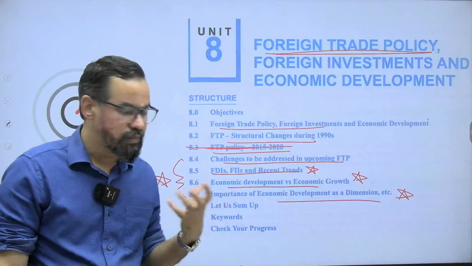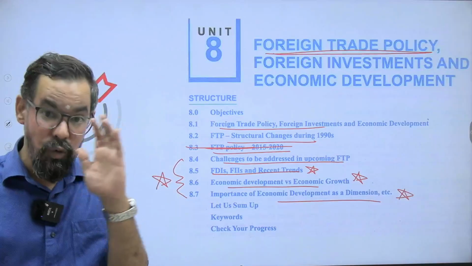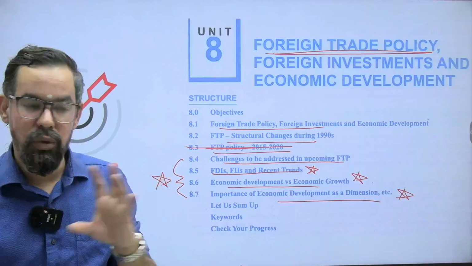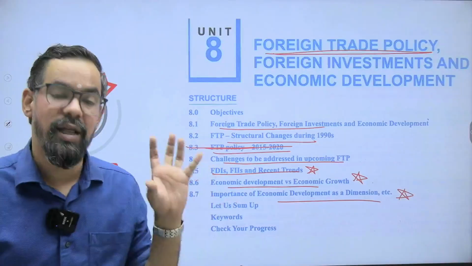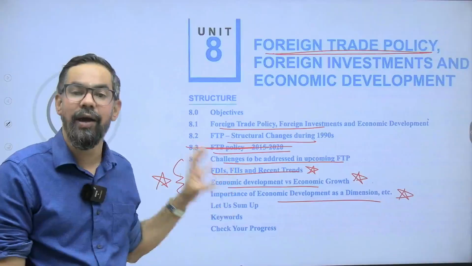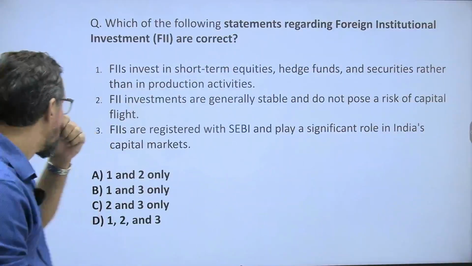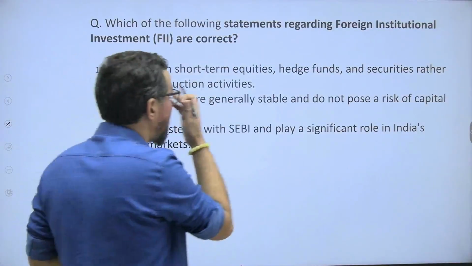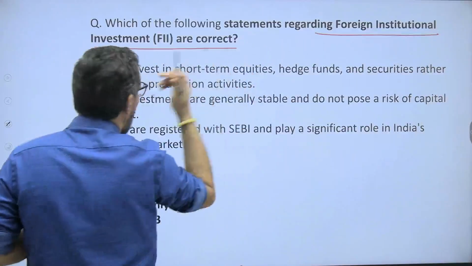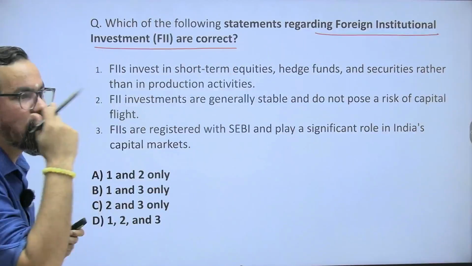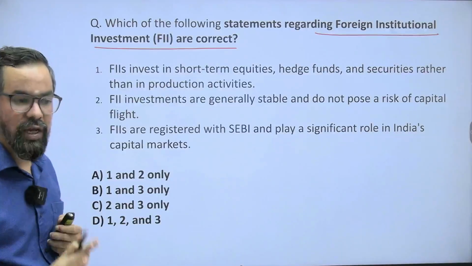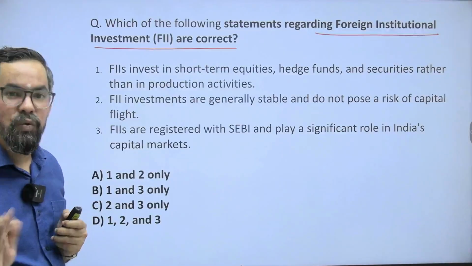You do not have to worry about those foreign trade policies and all. You do not have to study or memorize that stat. You just have to build conceptual clarity around this topic, right? So, which of the following statements about Foreign Institutional Investments, FIIs, are correct? Sometimes they also ask questions around FDI limits, the types of FDIs, direct route and approval routes and all.